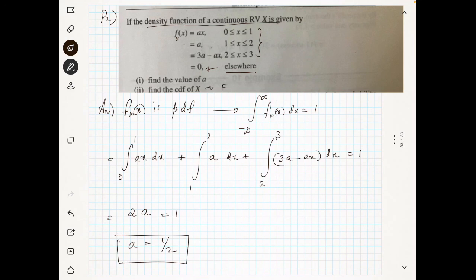CDF means cumulative distribution function, that means F_X(x). It is nothing but the probability that X is less than or equal to x. Okay, so the first part of the question is over. Now we will see the second part of the question.